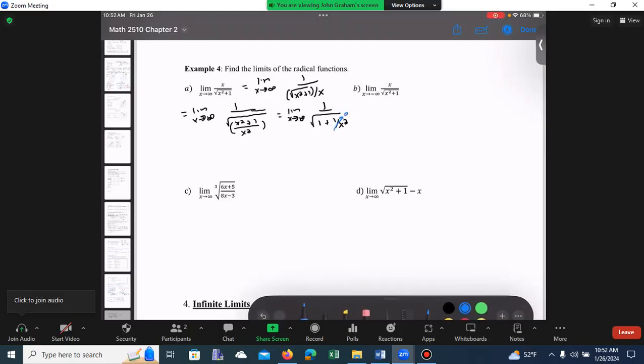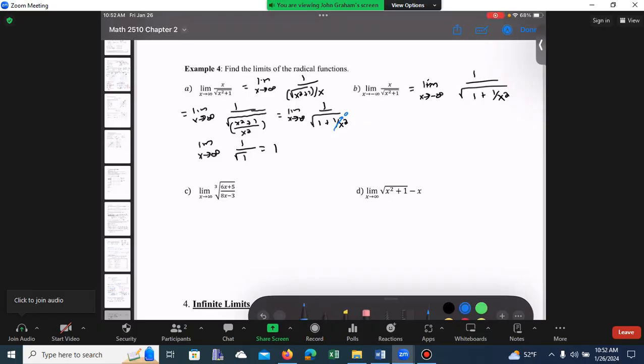So this goes to 0. So we have the limit as x goes to infinity, 1 over the square root of 1, which is going to be equal to 1. The same thing would happen as x goes to negative infinity. You're going to end up with the same point in the algebra because you'll do the same thing with 1 over the square root of 1 plus 1 over x squared.